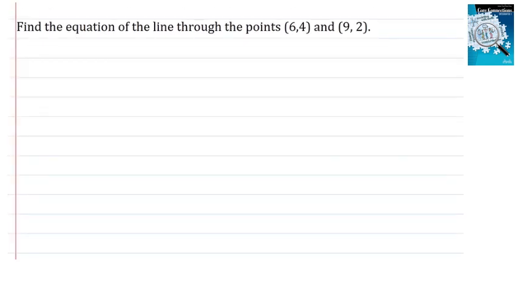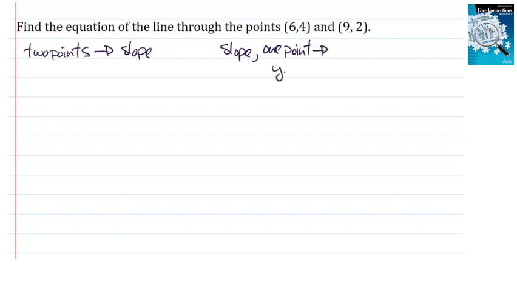So our general strategy is to use the 2 points to get the slope. And then after we know the slope, we're going to use the slope and one of the points to get the y-intercept. And then finally, once we have the slope and the y-intercept, we can just write the equation. So let's start by finding the slope.